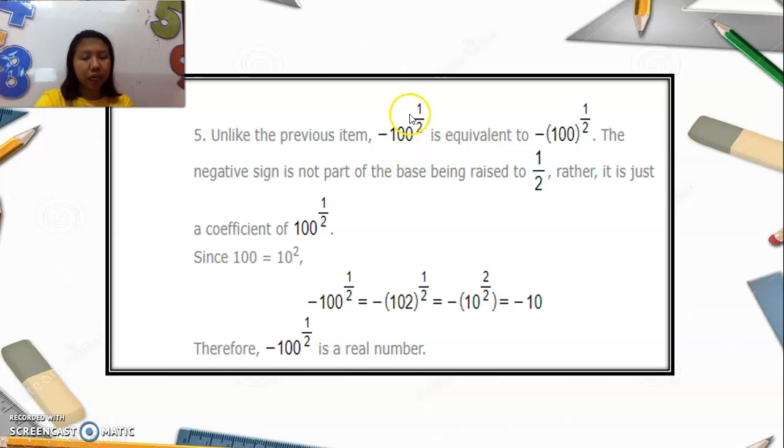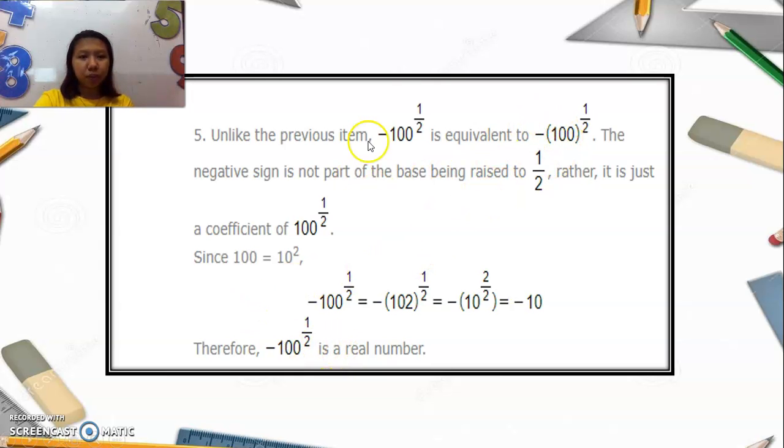So we just need to find a value of n that when we raise it, we will have 100. Okay, so we will have 10 raised to 2 for 100. And then upon solving, we will have negative 100 raised to 1/2. It will be negative, 10 squared, and then raised to 1/2. So it will be negative, and then 2 over 2, which is just 1. So upon simplification, we will have negative 10 as the value of this one. So therefore, negative 100 raised to 1/2 is a real number.